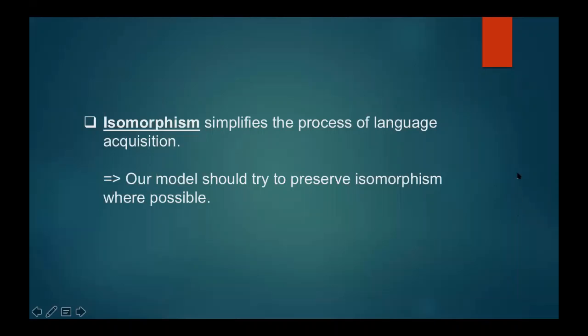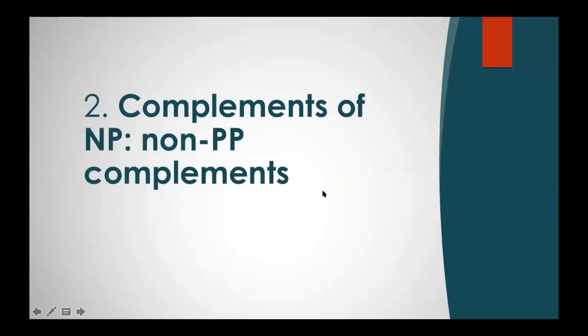Now, isomorphism simplifies the process of language learning in children. So when children learn a new language, of course, they do not know the knowledge about VP or NP, but they can recognize this parallelism. So when we draw the tree diagram, we should try to preserve the isomorphism whenever it is possible. Now we talk about the PP. How about the things that are not PP? Okay. Now a phrase can have other types of complements, not just the PP.